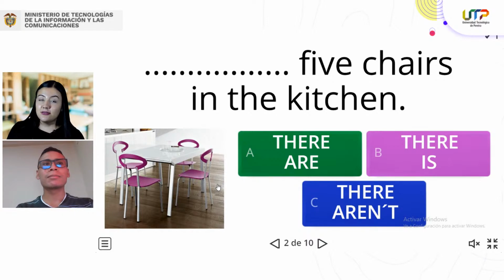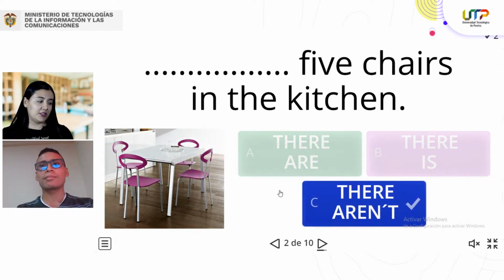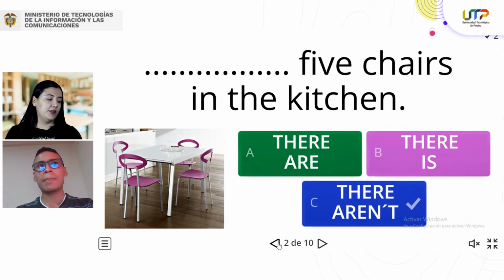Es decir, ¿sí? Si vemos el enunciado, dice que 5. So that is not correct, right? Because we don't have that number of chairs, we got 4 only. So in this case, the correct option, of course, is C. There aren't 5 chairs in the kitchen. Yes, there aren't. That is correct. Letter C. There aren't.